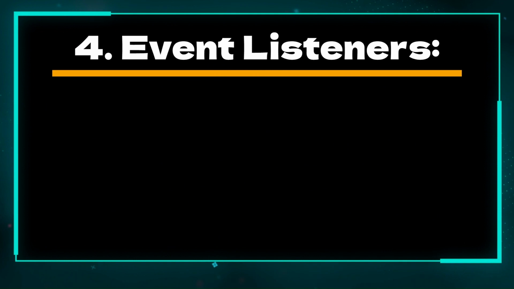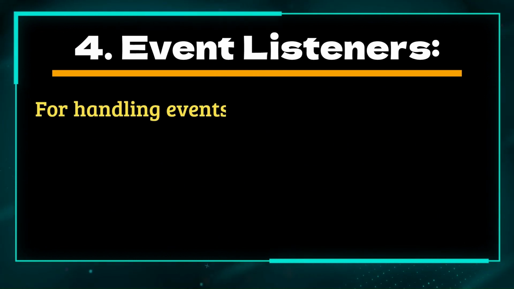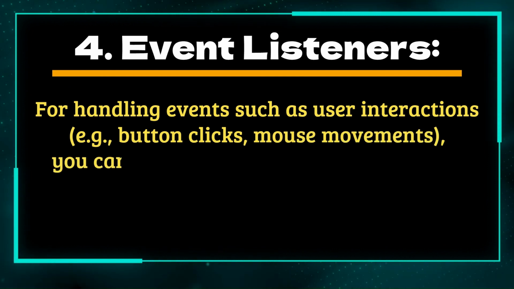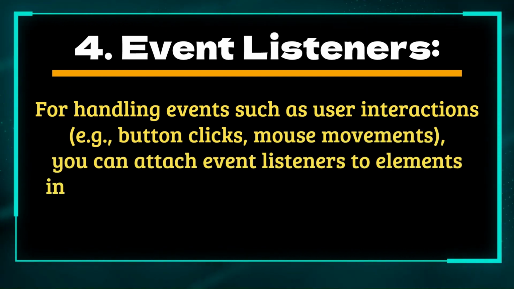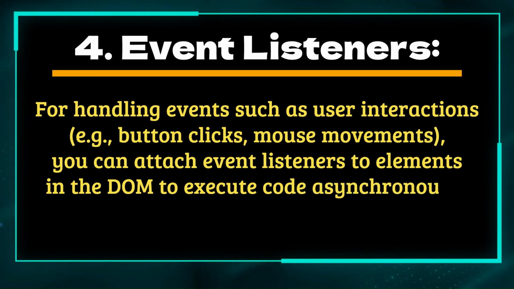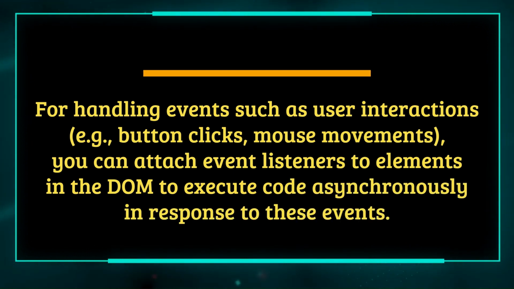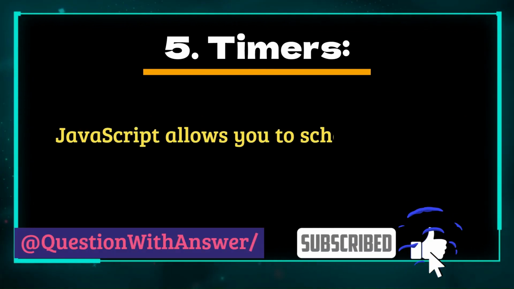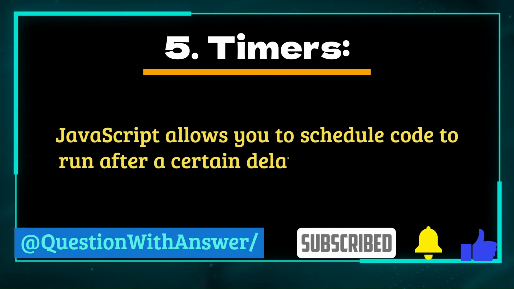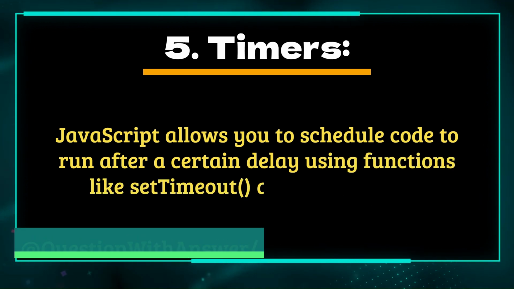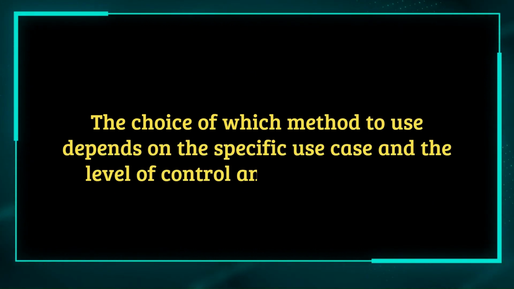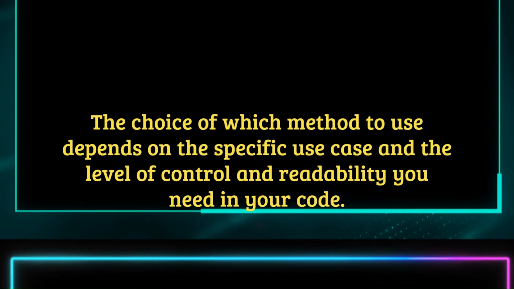4. Event listeners. For handling events such as user interactions, for example, button clicks and mouse movements, you can attach event listeners to elements in the DOM to execute code asynchronously in response to these events. 5. Timers. JavaScript allows you to schedule code to run after a certain delay using functions like setTimeout and setInterval. The choice of which method to use depends on the specific use case and the level of control and readability you need in your code.